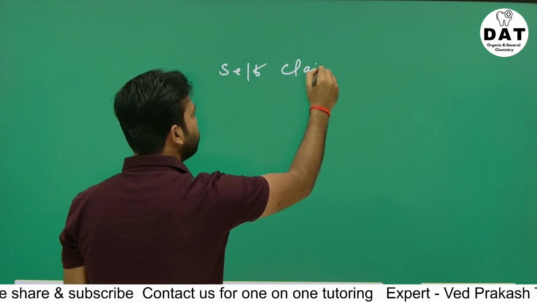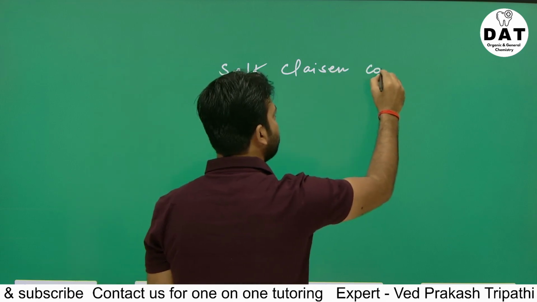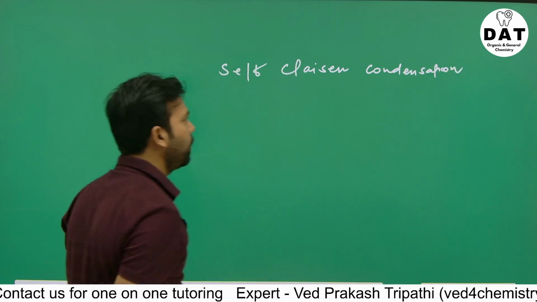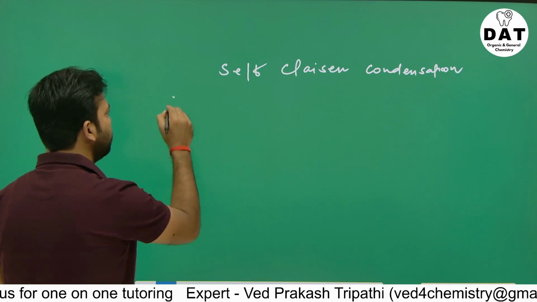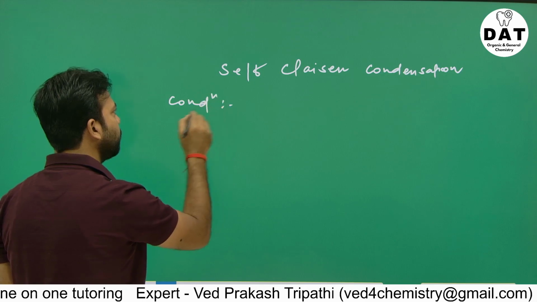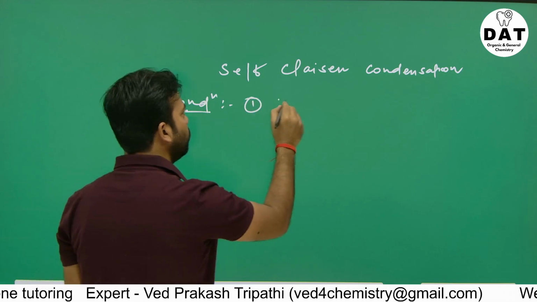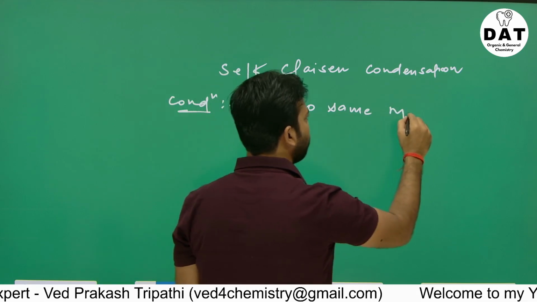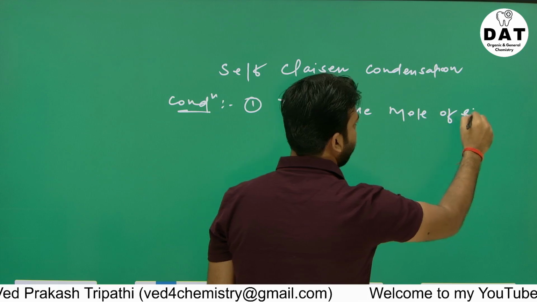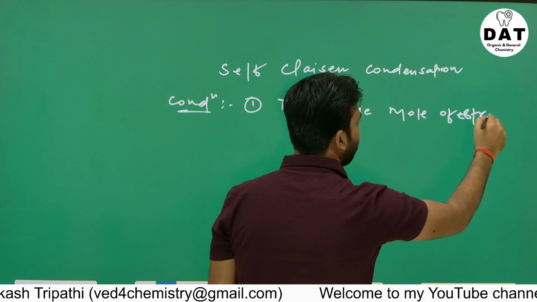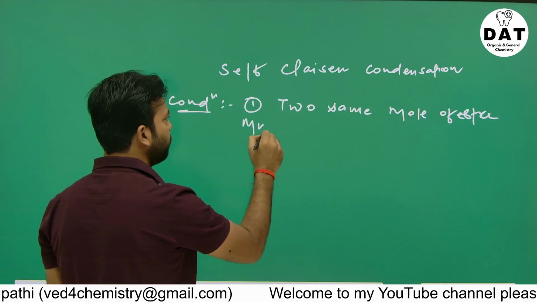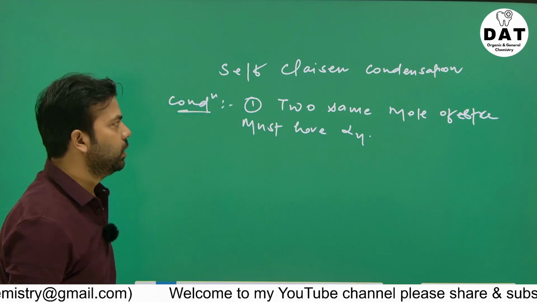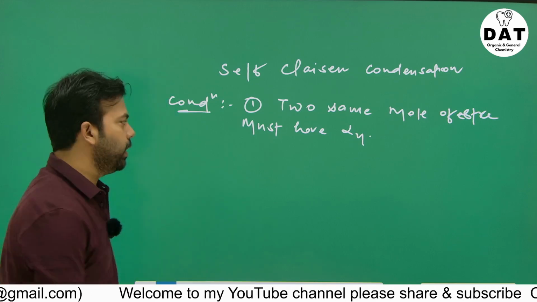Self-Claisen condensation. So here the condition is that the very first two moles of the same ester must have alpha H. Meaning those ester molecules must have alpha H, like this one, suppose.